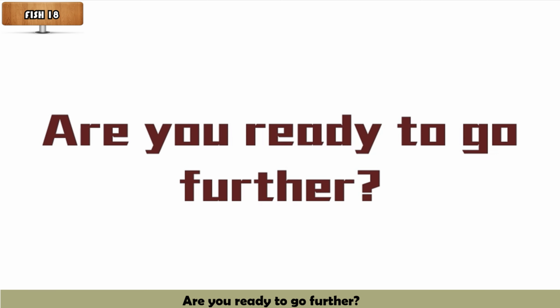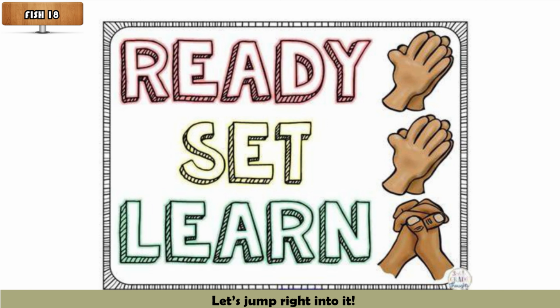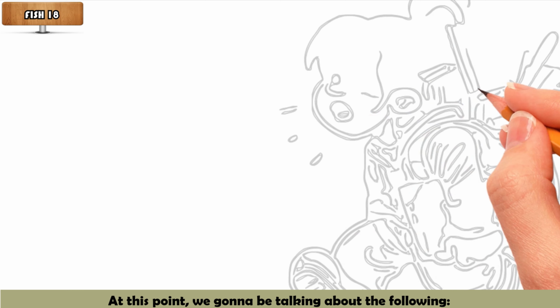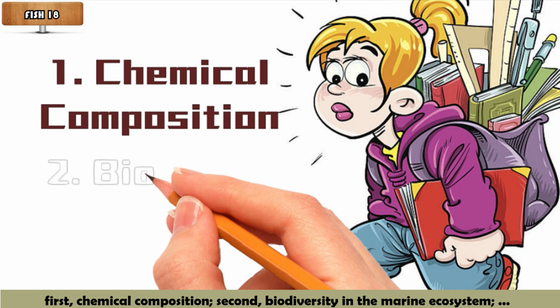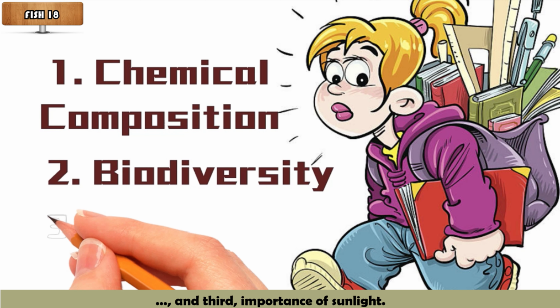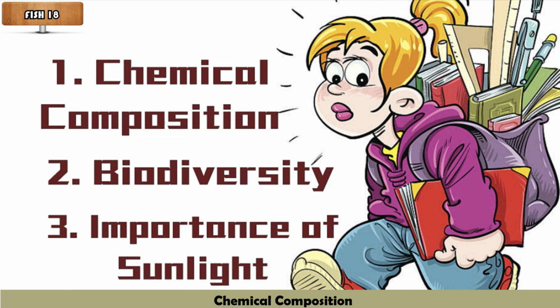Are you ready to go further? Let's jump right into it. At this point, we're gonna be talking about the following. First, chemical composition. Second, biodiversity in the marine ecosystem. And third, importance of sunlight.